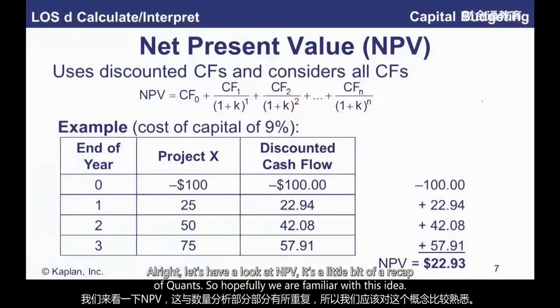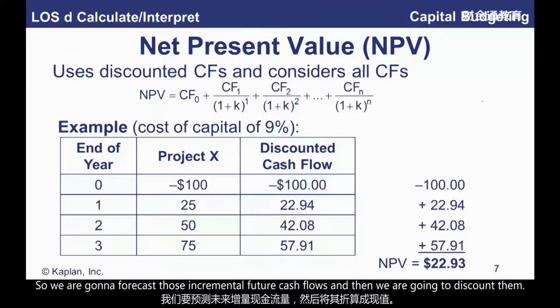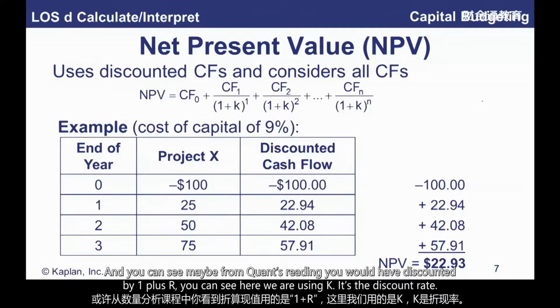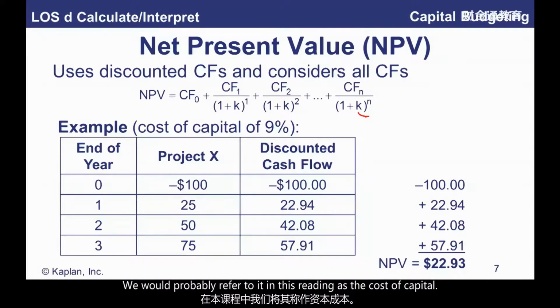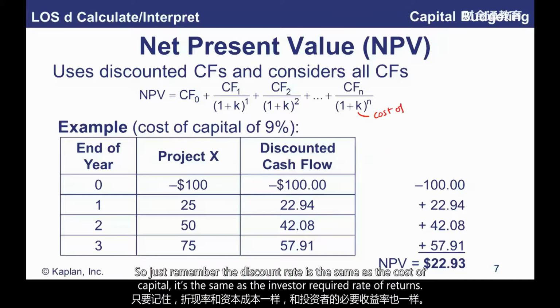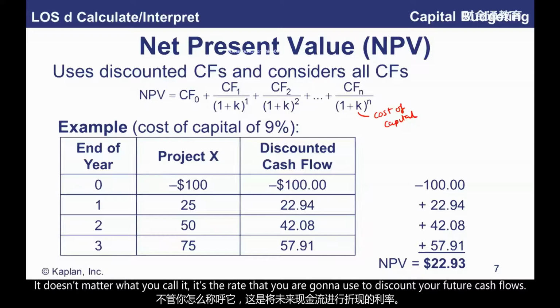All right, so let's have a look at NPV. It's a little bit of a recap of quant, so hopefully we are familiar with this idea. So we're going to forecast those incremental future cash flows, and then we are going to discount them. And you can see maybe in the quant reading you would have discounted by 1 plus R. You can see here we're using K. It's the discount rate. We'll probably refer to it in this reading as the cost of capital. So just remember that the discount rate is the same as the cost of capital. It's the same as the investor's required rate of return. It doesn't matter what you call it. It's the rate that you're going to use to discount your future cash flows.